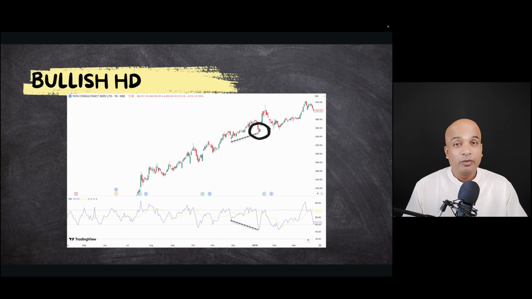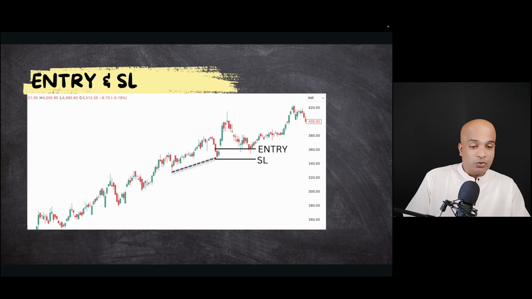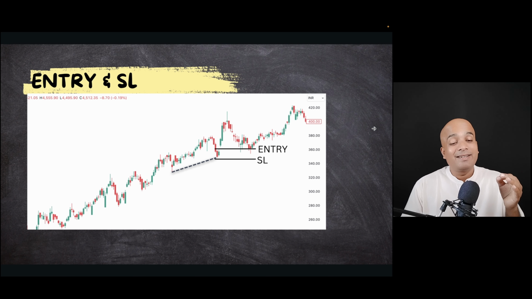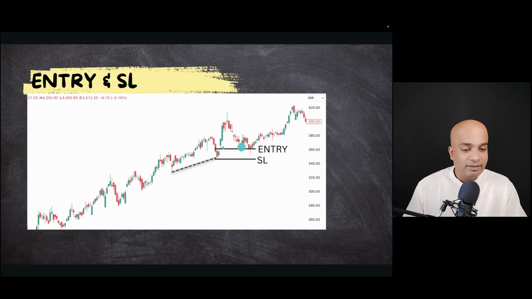Is it clear? So we need to wait for a confirmation from the price before taking a long trade. Now the question is, where do we take the entry, where do we take the stop loss? See, friends, our entry should always come above the bullish confirmation candle, in this case the bullish harami. So our entry should come above the high of the bullish harami candle, in this case like in this candle, and our stop loss should be below the low of the bullish confirmation candle.